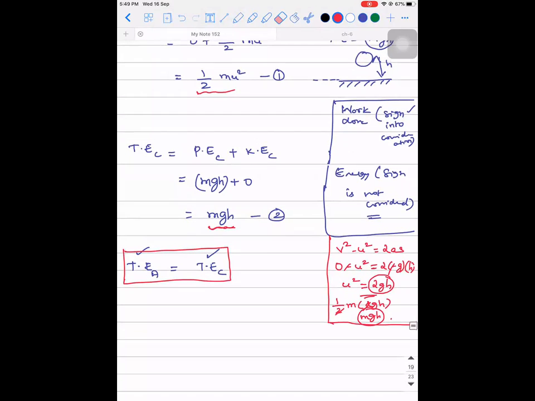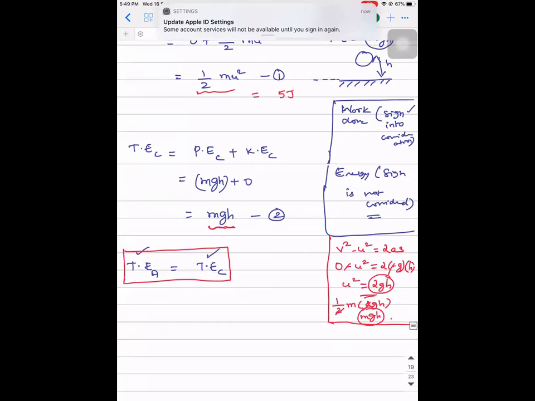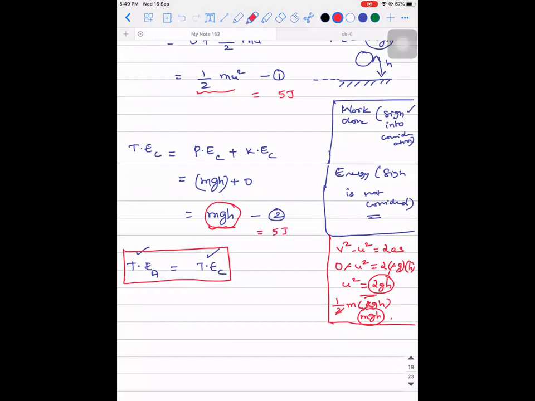I'm saying if half mu square is going to generate a value of 5 joule, let's say I've given you a mass of 1 kilogram, and when you substitute all those values it comes out as 5 joule at point A. At point C, if you substitute all the values of m, g and h, this value will also come out as 5 joule. That is the meaning of energy conservation. Meaning, at every point in the motion of the object, the total energy will always be 5 joule.